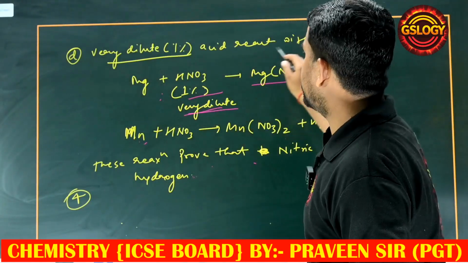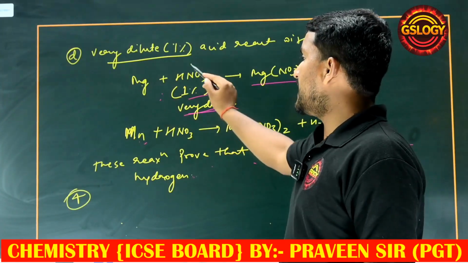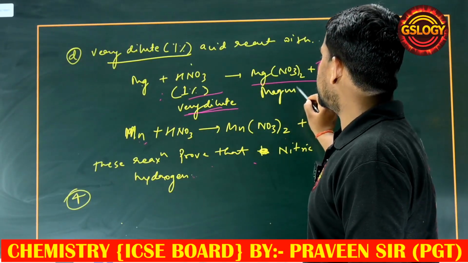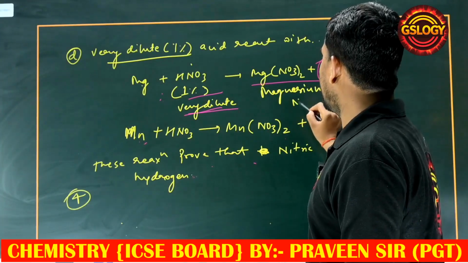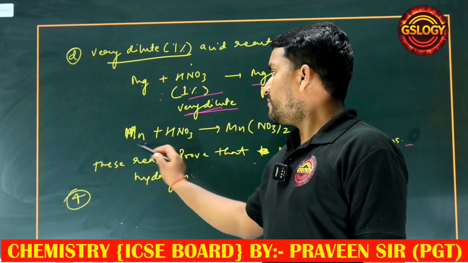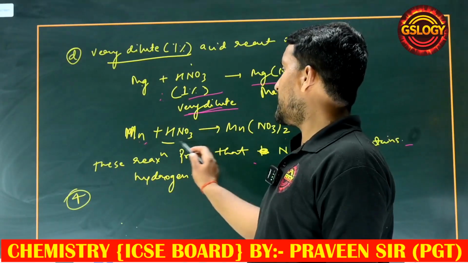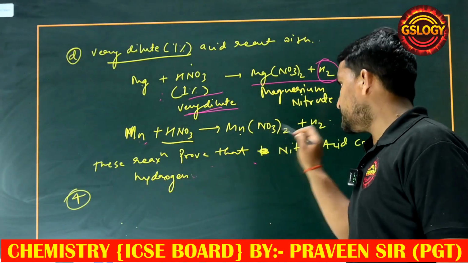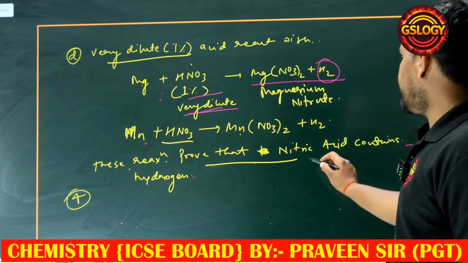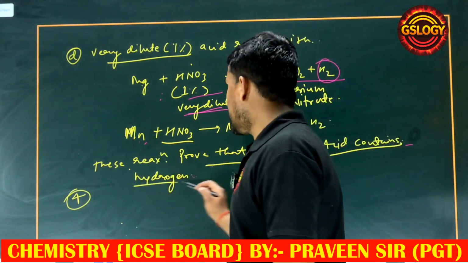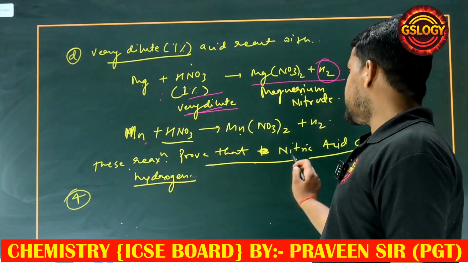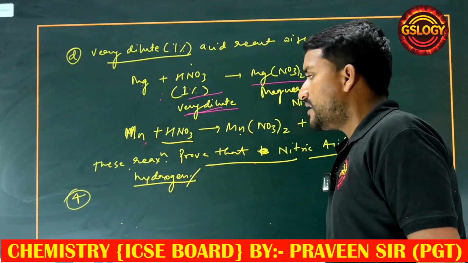Very dilute 1% acid reacts with magnesium. Very dilute nitric acid, then what will it form? Magnesium nitrate and hydrogen. Mn, manganese reacts with even nitric acid, then it will form manganese nitrate plus hydrogen. This reaction proves that nitric acid also contains hydrogen.